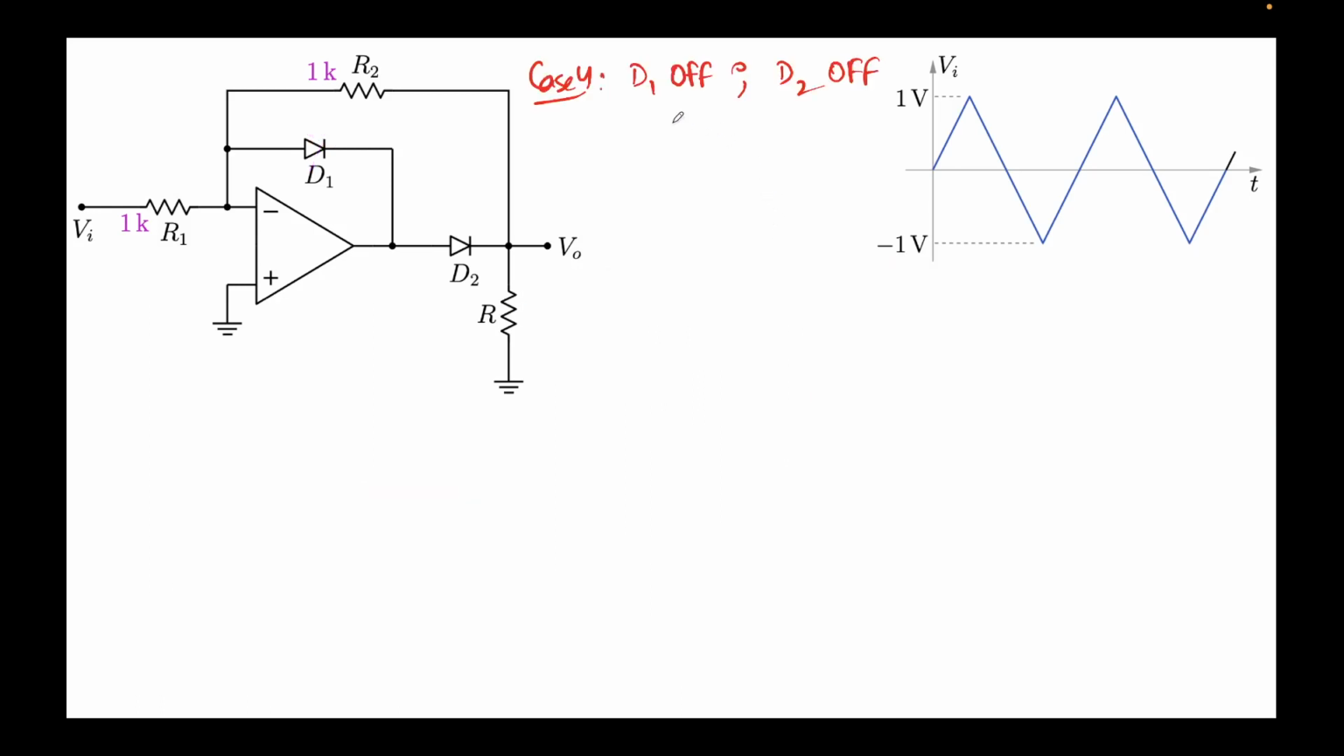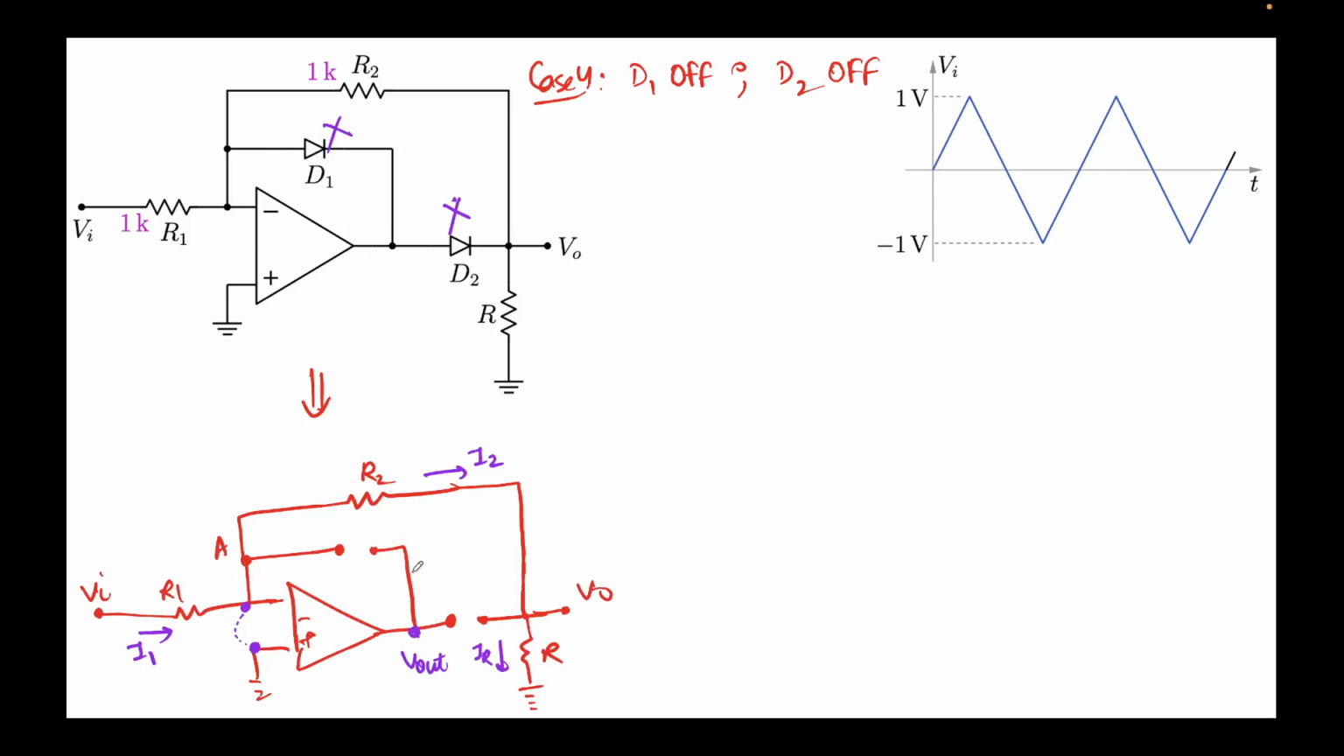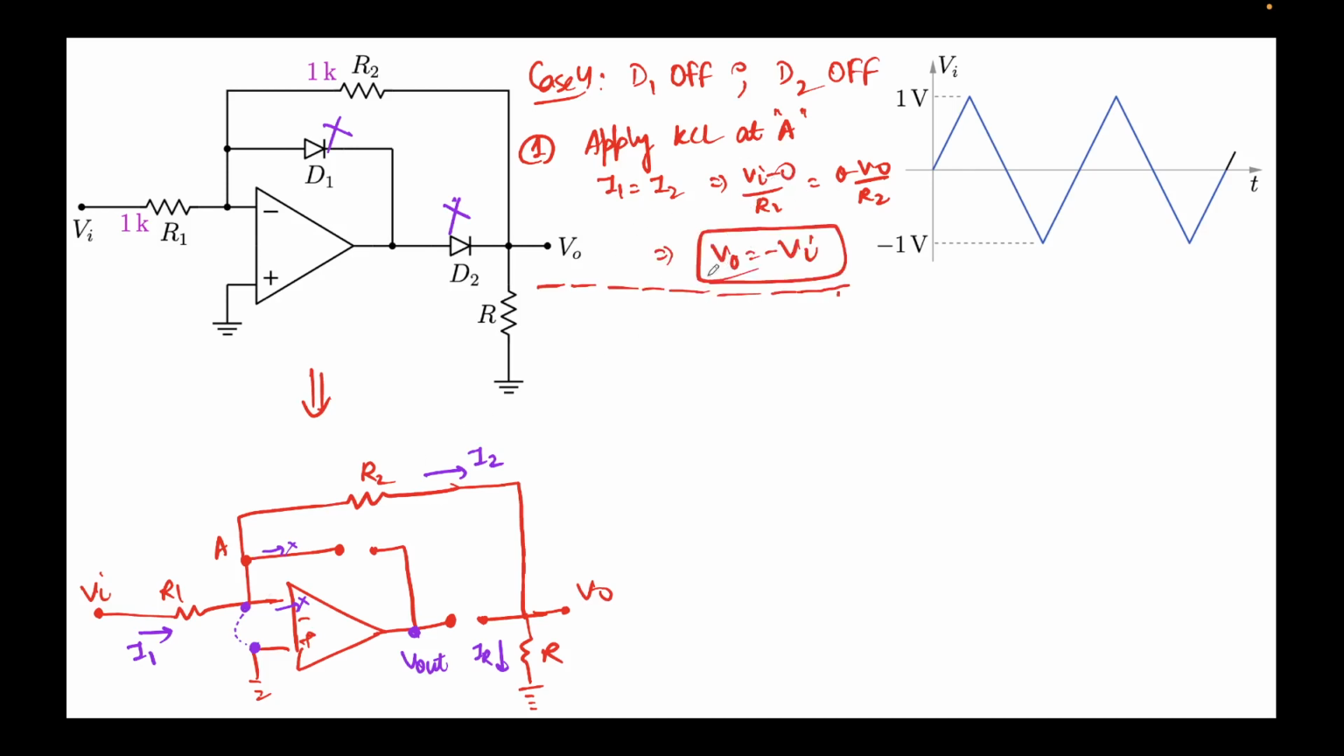Now let's consider the final case when D1 is off and D2 is also off, both are off. This is how the circuit diagram will look. I've labeled all the requisite currents. So what we'll first do is apply KCL at this node. I1 equal to I2, since there's no current flowing here and no current can flow here, assuming ideal diodes and an ideal op-amp. You write their expressions like before, and again you get V naught equal to minus Vi, the expression for an inverter. This happens because R1 equals R2. Remember, they have the same magnitude, so it gets cancelled out.